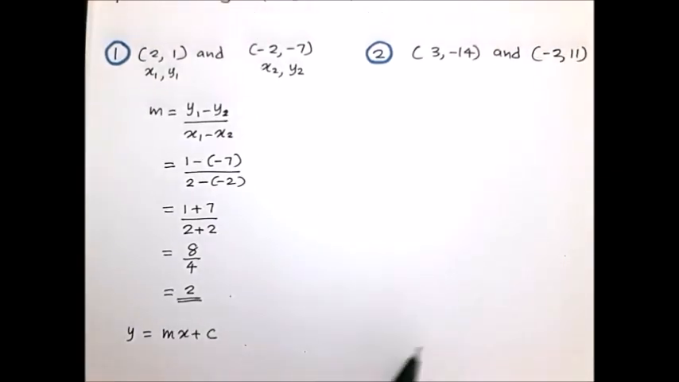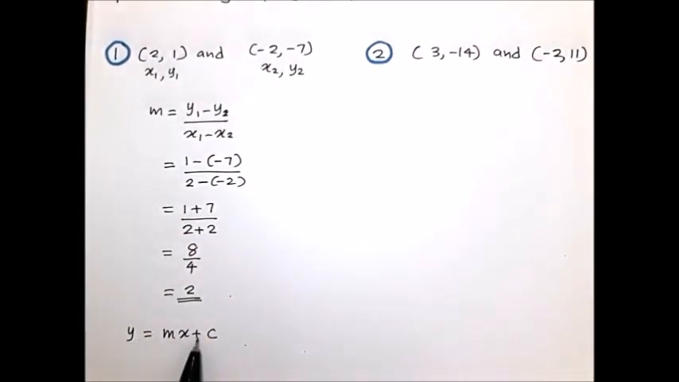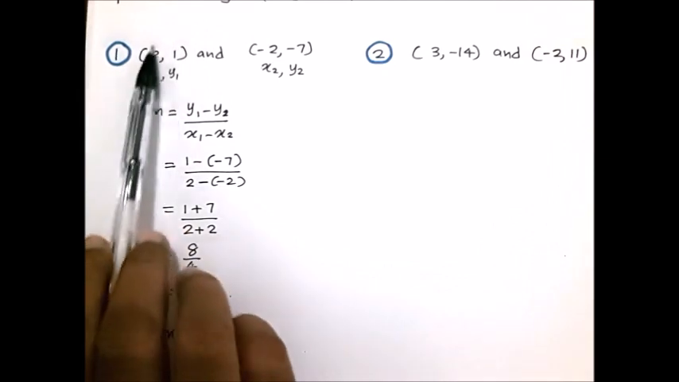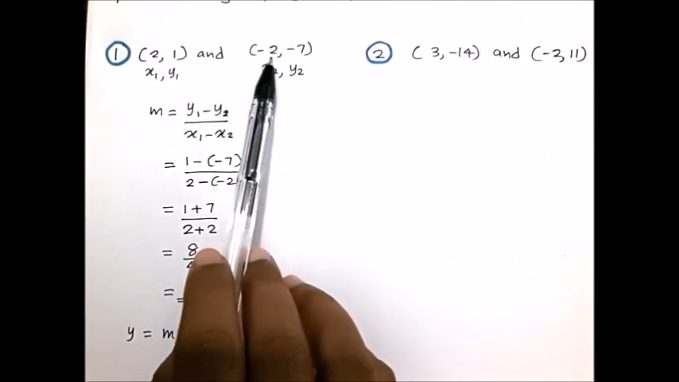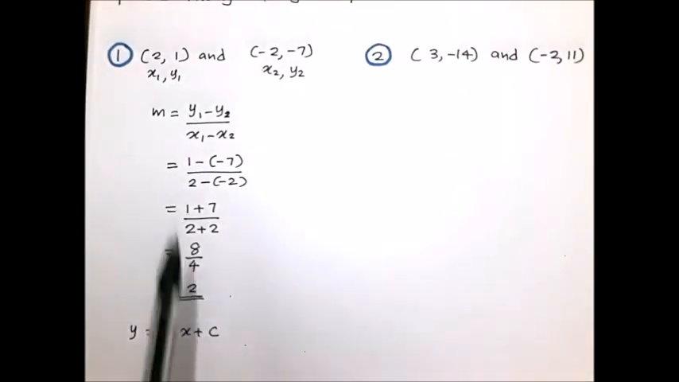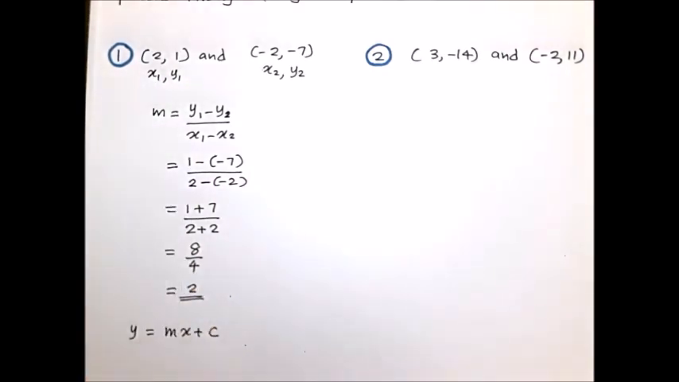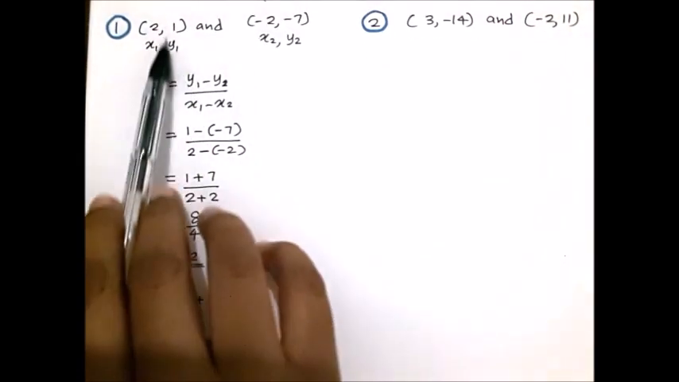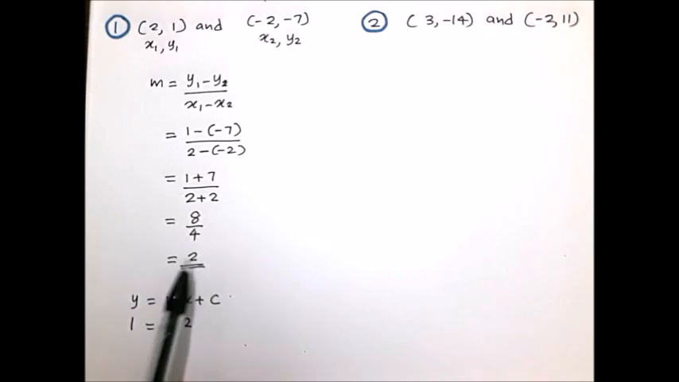Take the coordinates of this point or this one and substitute them here. I am going to take this one. It is easier because these two coordinates have minus signs, and it is difficult to substitute minus values and simplify. So I am going to substitute these two as x and y in this equation. Here y is 1, x is 2. We already found m. M is 2.